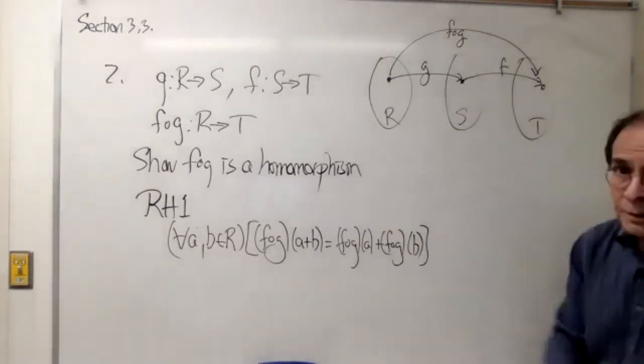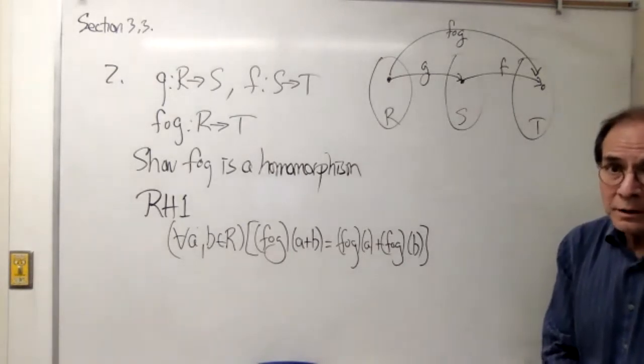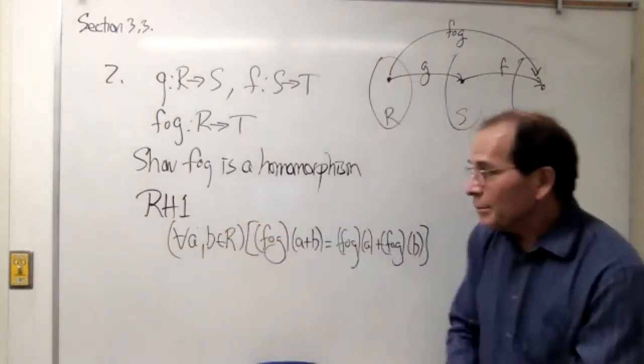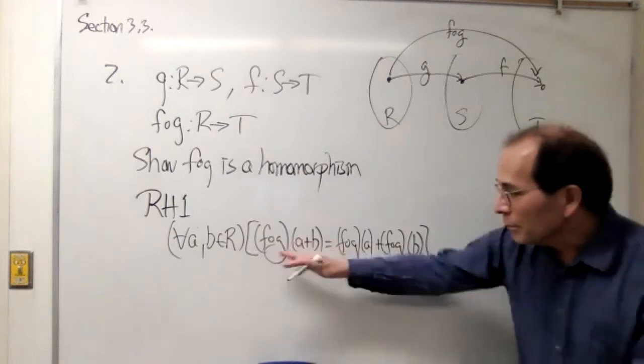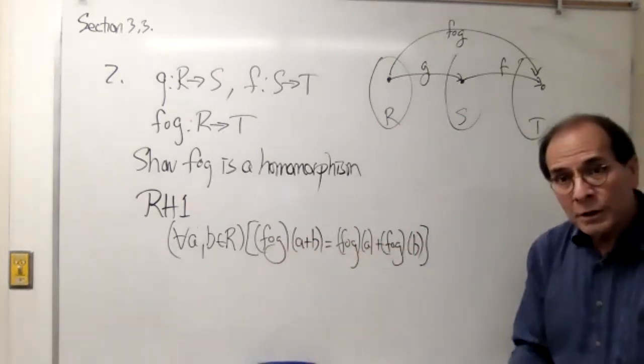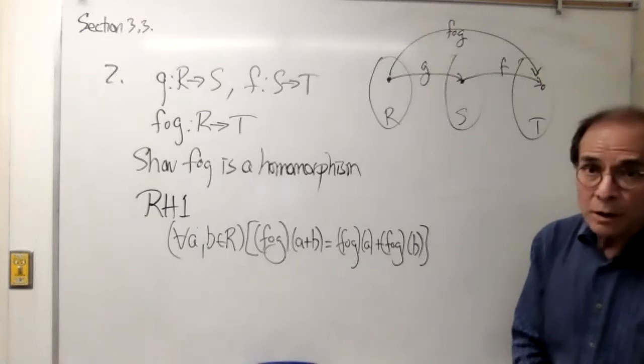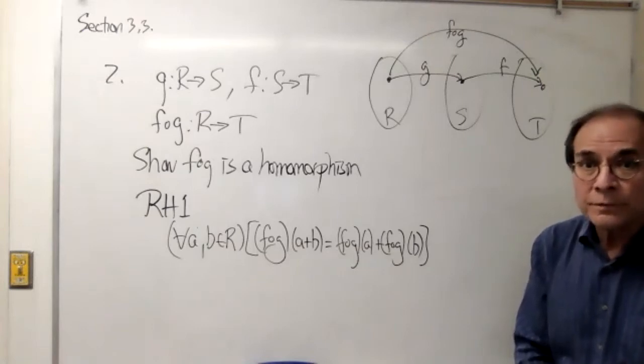And so this is going to be the preservation of addition property that you need to verify. So you're supposing A and B are arbitrary elements of R, and then you have to prove this equality. And what you're going to use is the fact that both F and G are homomorphisms. So each of those preserve addition.